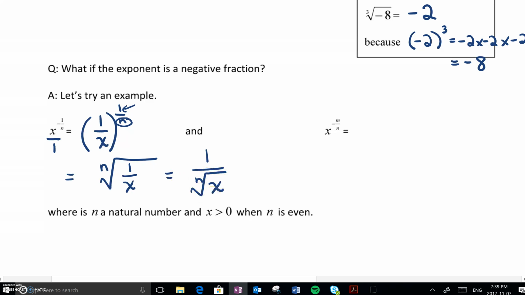Now, to explain this, basically you're taking the root of the top number here, which is 1, and the nth root of 1 is just 1. Any root of 1 will always be 1. So then I just simplified this to put the radical in the denominator. So this all makes it more complicated once you have negative fractions that don't have a 1 at the top.